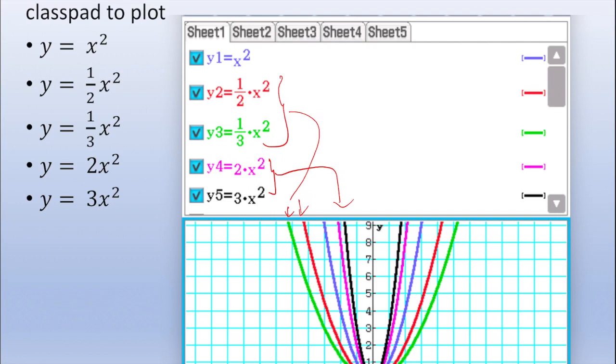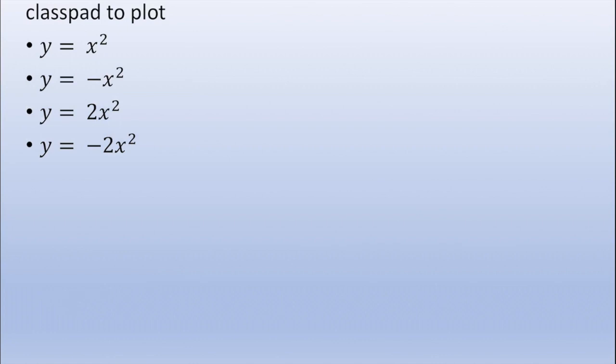Next, again use your class pad. I would like you to plot the following equations, 4 of them. Pause the video for a while and then plot them. Alright, let's review my answer.